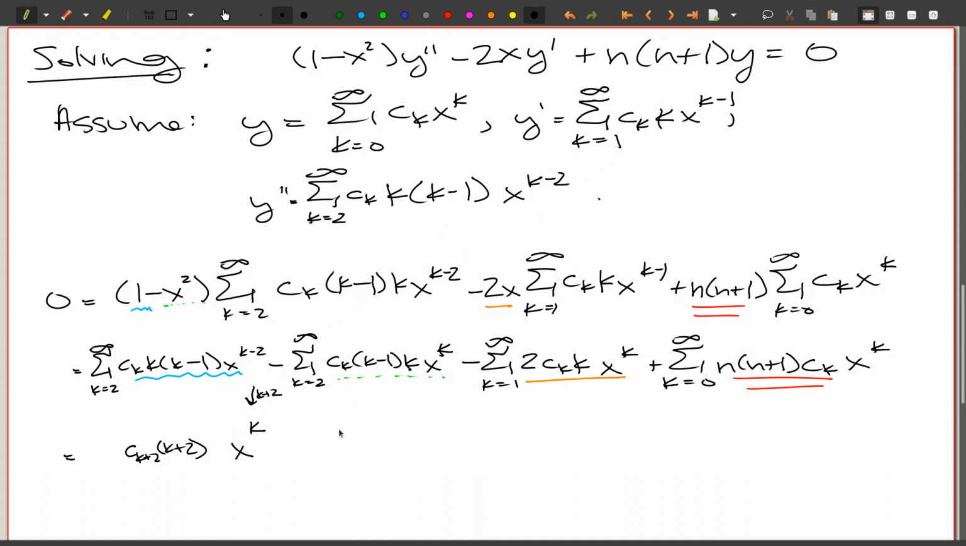Oh no, I did not give myself enough room. I'll run out of room over there. Okay, so c sub k becomes c sub k plus 2. k becomes k plus 2. And k minus 1 becomes k minus 1 plus 2, which is k plus 1.